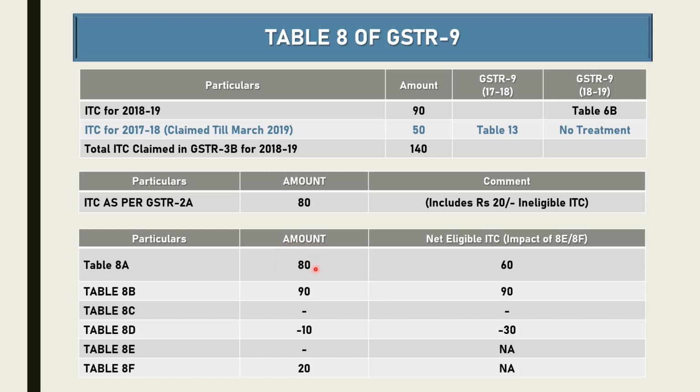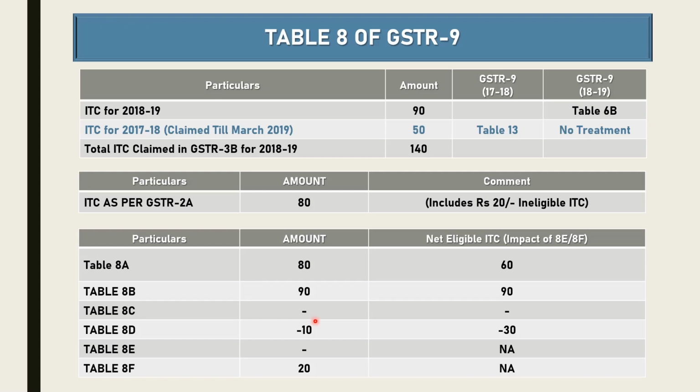My table 8B would be auto-populated from table 6B, and since I have reported 90 rupees in table 6B, table 8B would get the figure of 90 rupees. For simplicity, I have considered table 8C as nil. So on an overall basis, my difference in table 8D would be minus 10. It would show that table 8A ITC is 80 rupees, table 8B ITC claimed is 90 rupees, therefore there is an excess ITC claimed of 10 rupees.